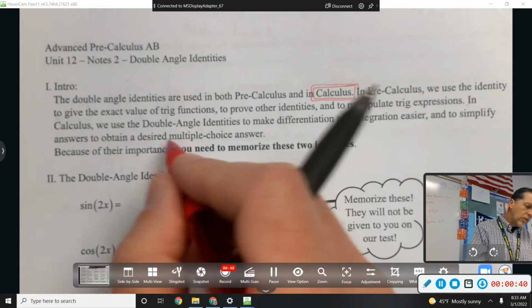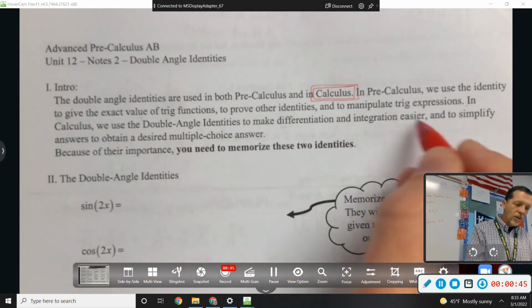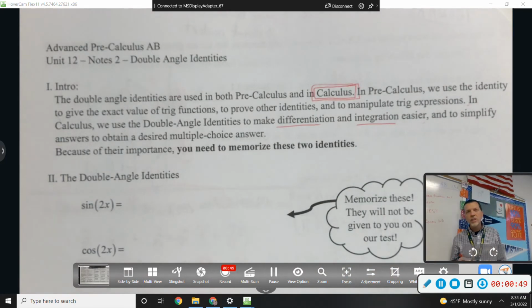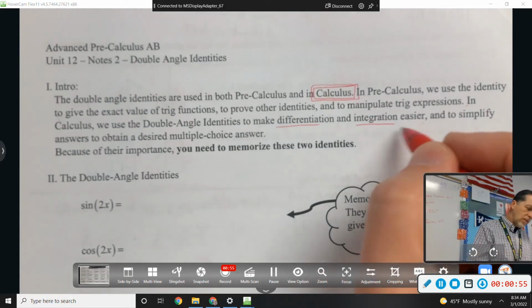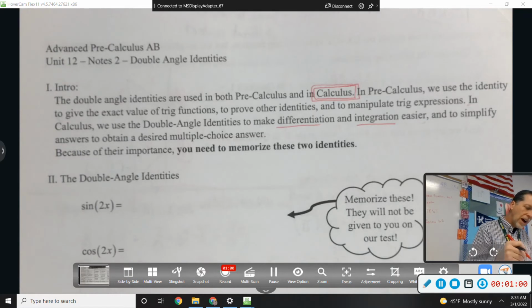In calculus, we use the double angle identities to make differentiation and integration easier. You may not even know what those words are yet, but they're things we do in calculus. And if you know the trig identities, your life can be a whole lot easier, to simplify answers, to obtain the desired multiple choice answers. For pre-cal, we're going to use them to solve equations, and we'll see that in a minute.